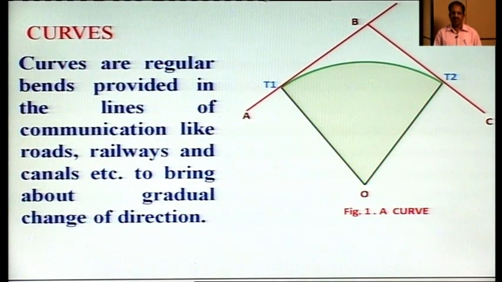of 4th semester. So, curves are irregular bends provided in the lines of communication such as roads, railways and canals etc. to bring about gradual change of direction. So, we provide curves for bringing about a gradual change of direction in the means of communication like roads, railways and canals etc.